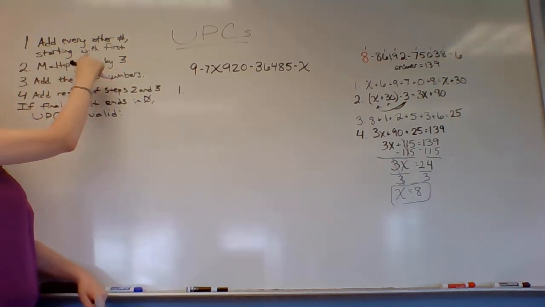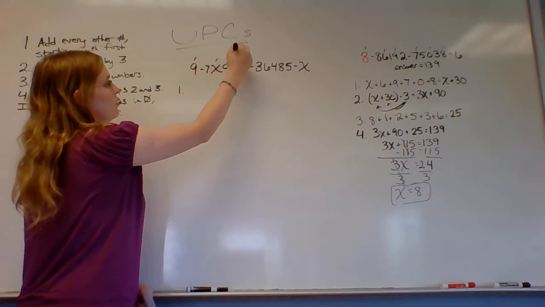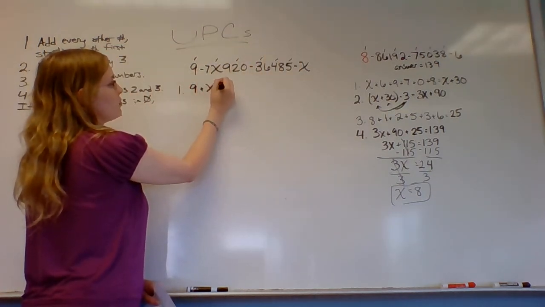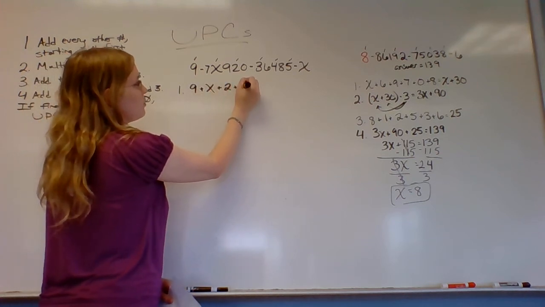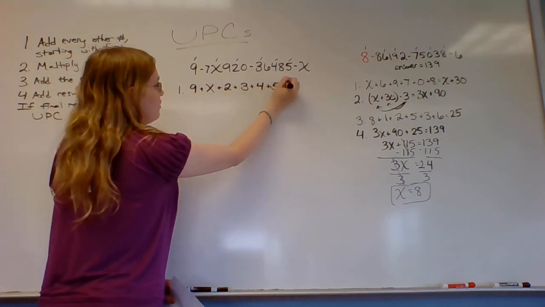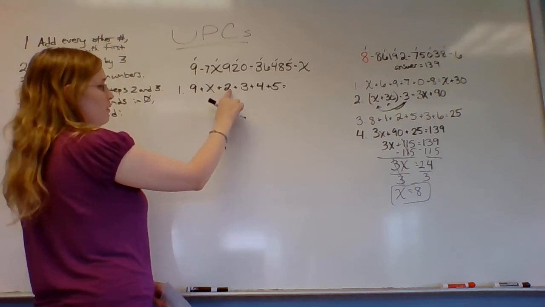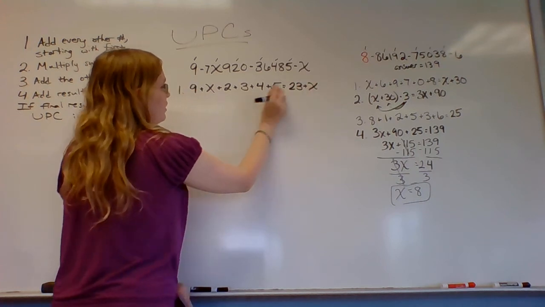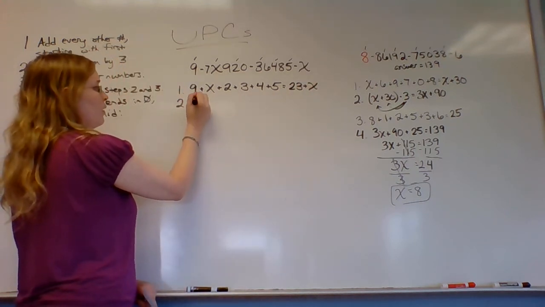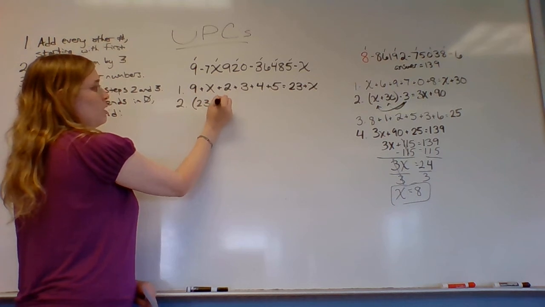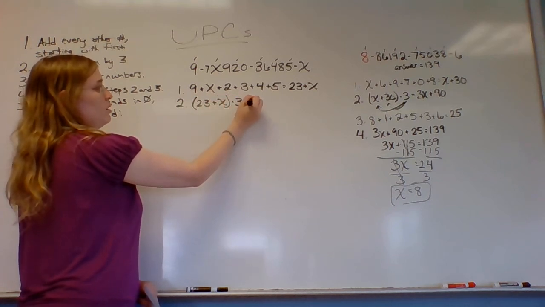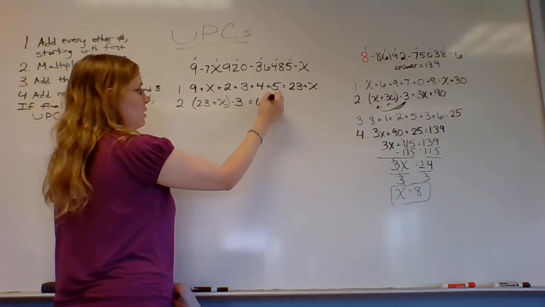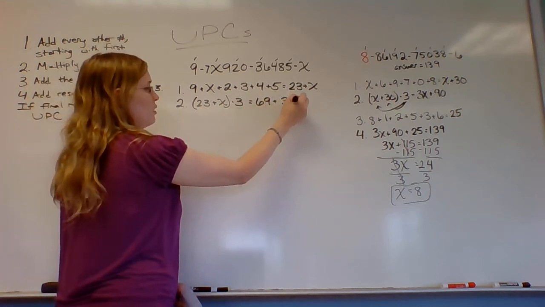So, add every other number starting with the first. That's 9 plus x plus 2 plus 3 plus 4 plus 5. 9, 10, 11, 12, 13, 14, 18, 23 plus x, right? Don't forget we have an x there. Again, 23 plus x is being multiplied by 3. The whole thing is being multiplied by 3. So 23 times 3 is 69. X times 3 is 3x.